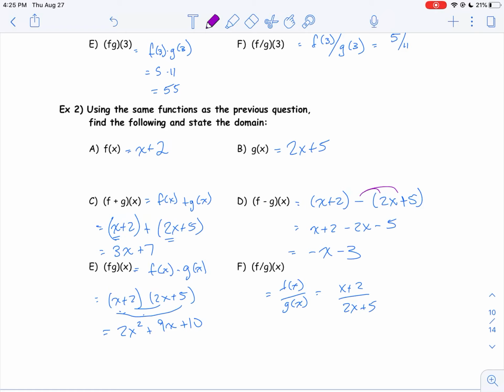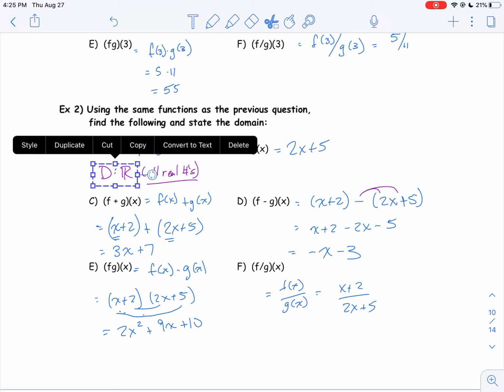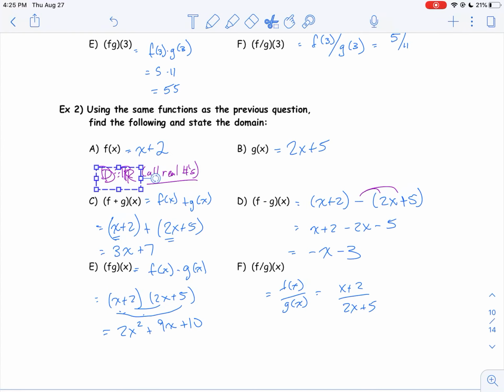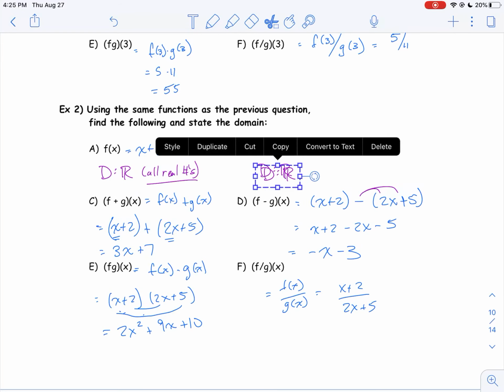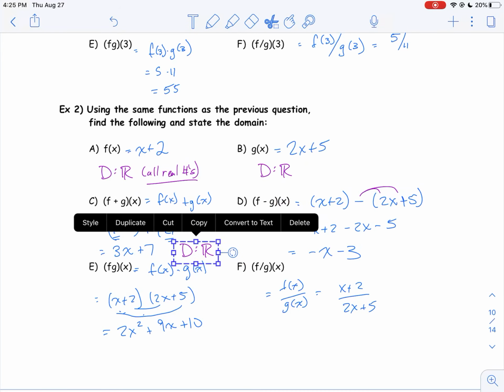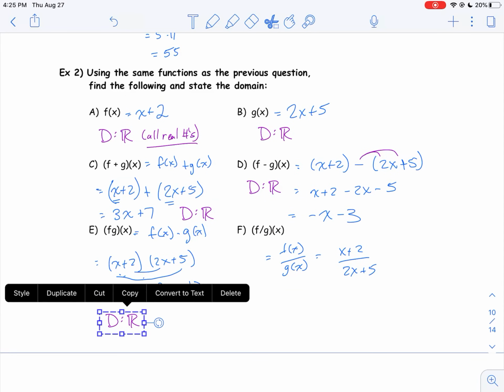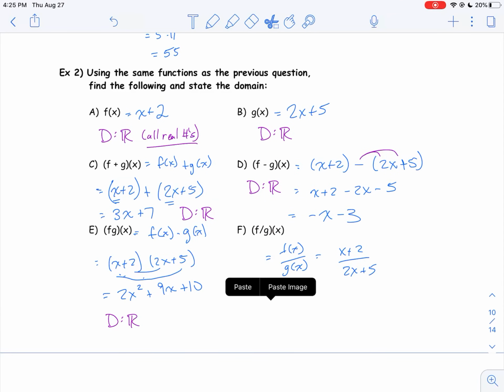Alright, I kind of skipped over the domain. We're going to do those all at once. Here the domain is all real numbers. You can either write either of these. You can either write all real numbers, or you can do that fancy R. Same there, same there, same there, same there, but not the same here.